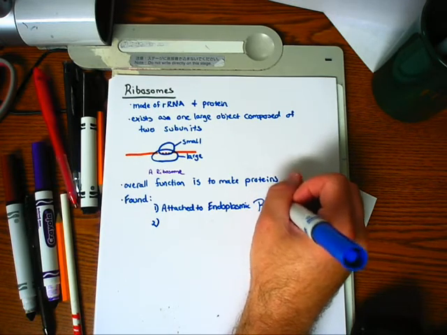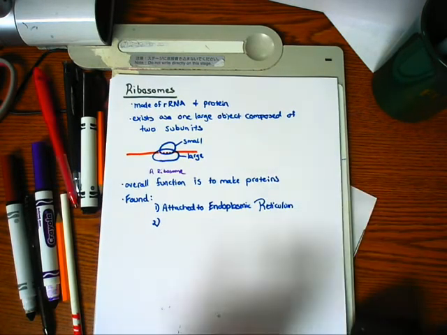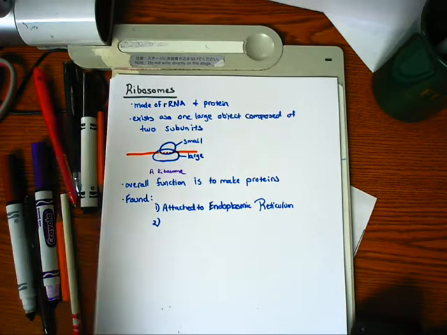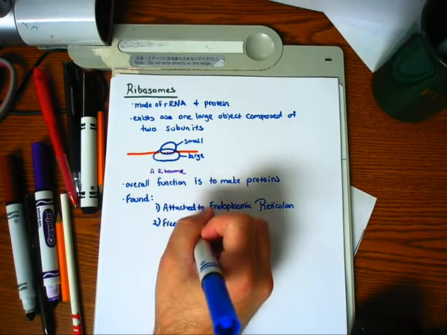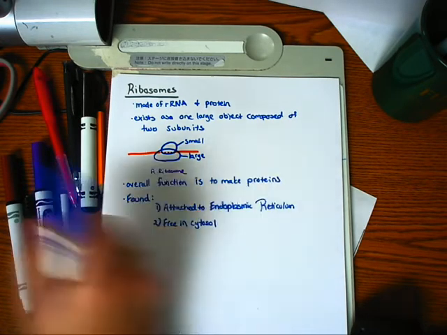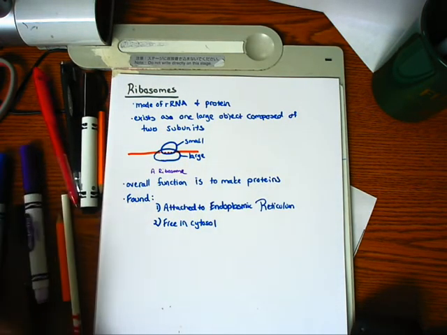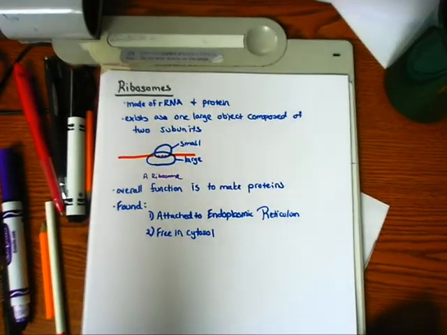The gold, what you got for, it comes later. Sometimes they're also just found free in the cytosol. What was the word cytosol from yesterday? That was the liquid, right? Cytoplasm was the area. So they're found free in the cytosol.